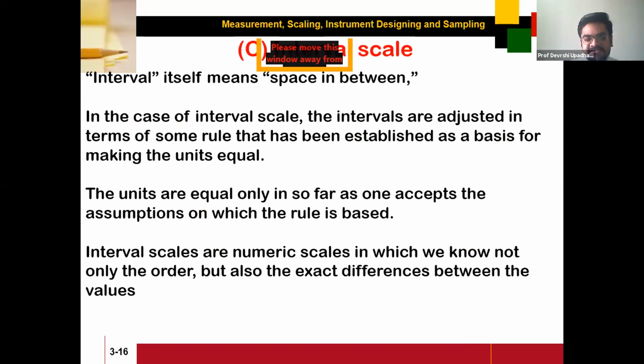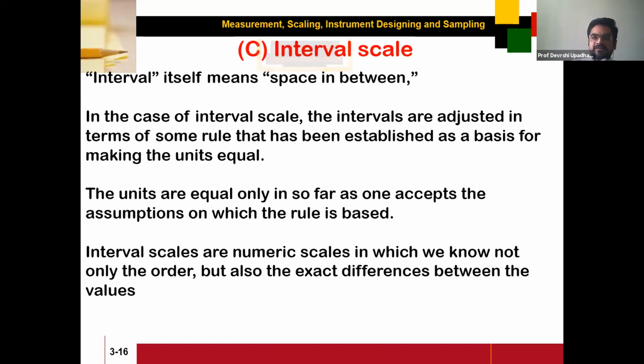Next is the interval scale. Interval itself means the spaces in between. So if you want to identify spaces in terms of options or scale, the interval scale is the most widely used. In this case, the intervals are adjusted in terms of some rule that has been established as a basis for making the units equal. So the units are equal only insofar as one accepts the assumption on which the rule is based. Ultimately, you are just measuring the information from the scale. That is, there is a fixed rule.